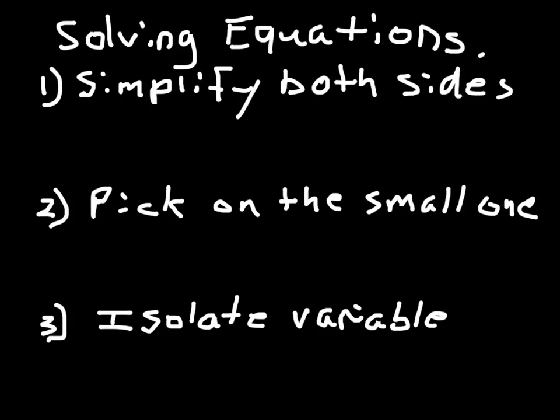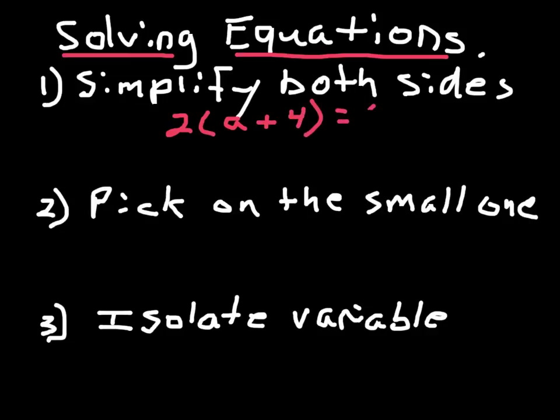Now remember the steps when we solve equations. So in solving equations, for example, if I had 2 parentheses A plus 4 equals 5, the first thing we do is simplify both sides. On the left side, I can simplify by using the distributive property. I need to get rid of the parentheses, so I distribute the A. 2 times A is 2A, plus 2 times 4 is 8, equals 5. Is there anything else on the left side or the right side that I can simplify? The answer is no. So I've done step 1.